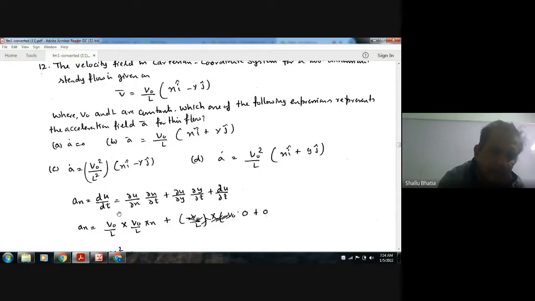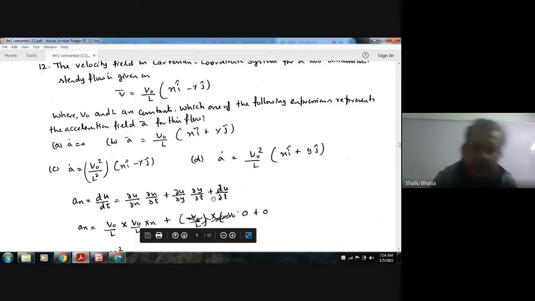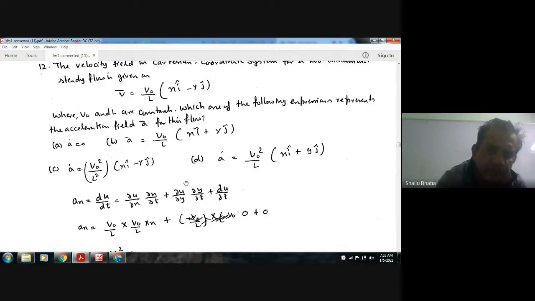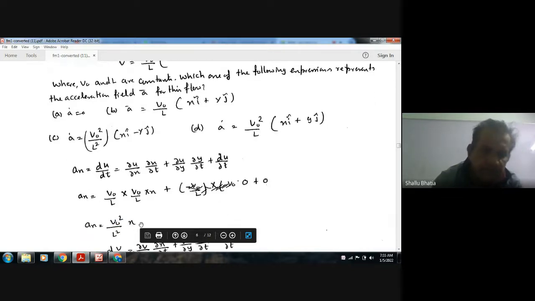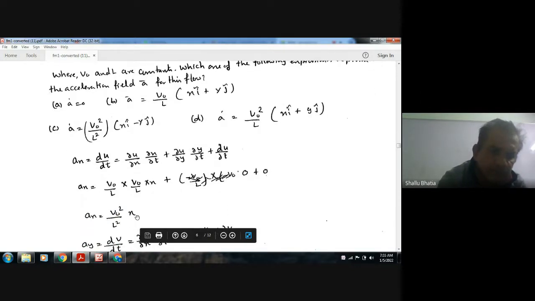And du by dt is your curly u by curly x, curly x by curly t, plus curly u by curly y, curly y by curly t, plus curly u by curly t. As u is not a function of t, this quantity is 0, and u is not a function of y, so this quantity is also 0. So this is your curly u by curly x, which is v naught by l, and this is your v naught by l x. This is ax, which is v naught square by l square x.